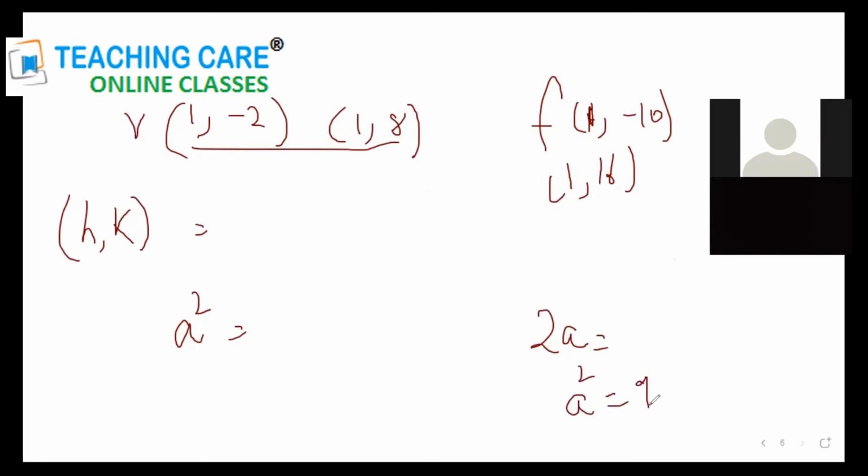Okay. Then what is the value of your b squared? Sorry, c squared. Next, you have to find what is c squared. Just use the formula: h minus c comma k and h plus c comma k.